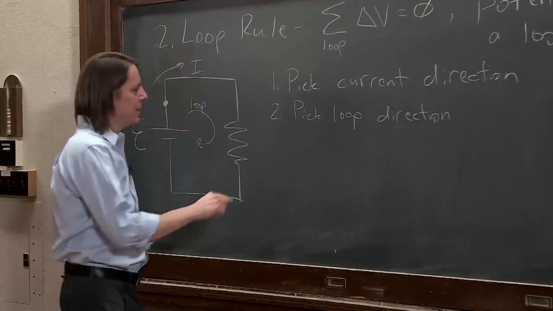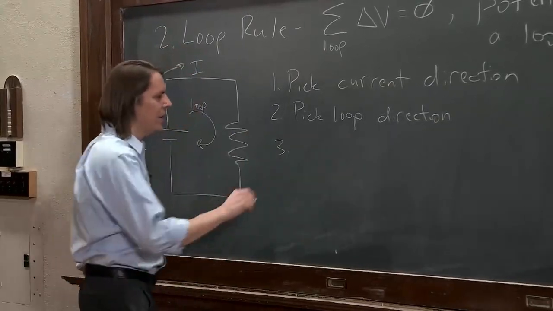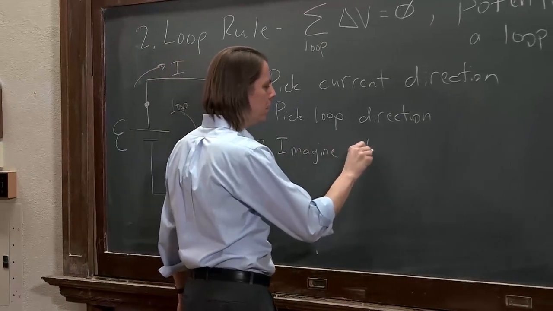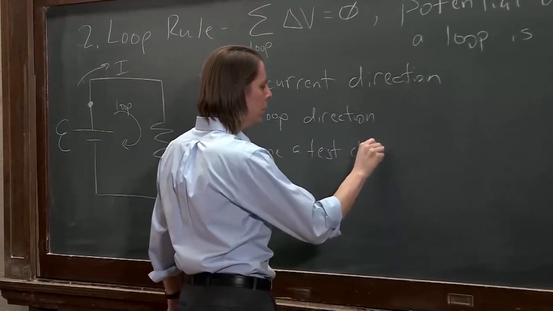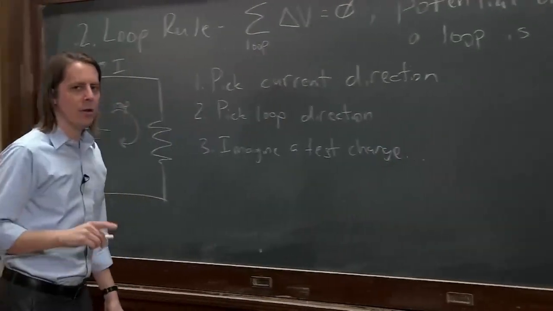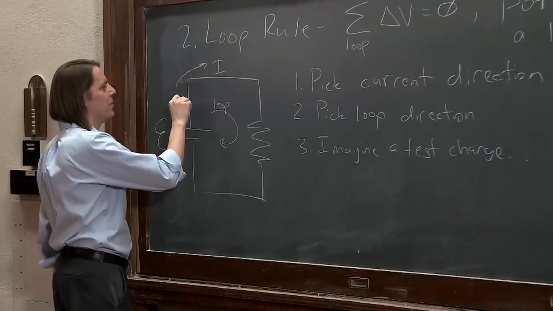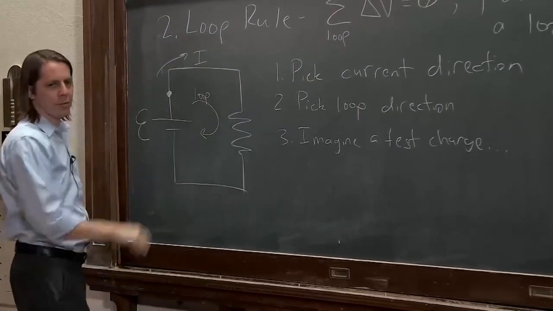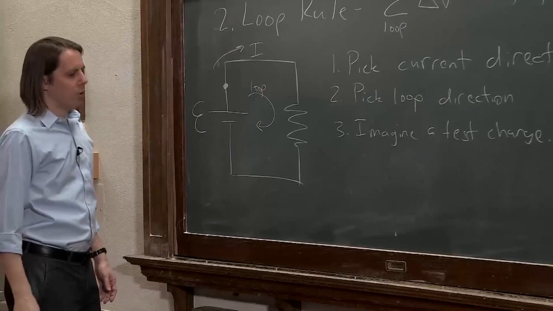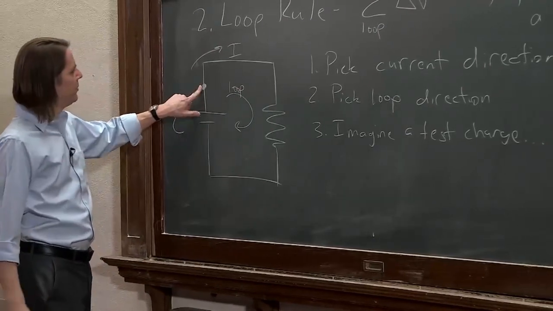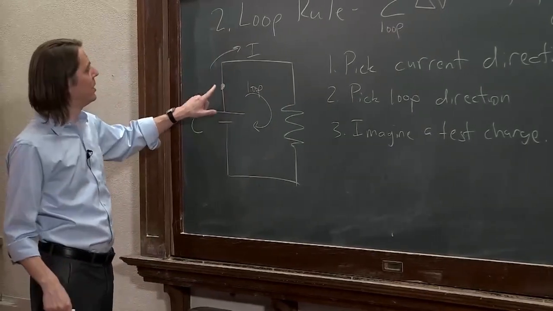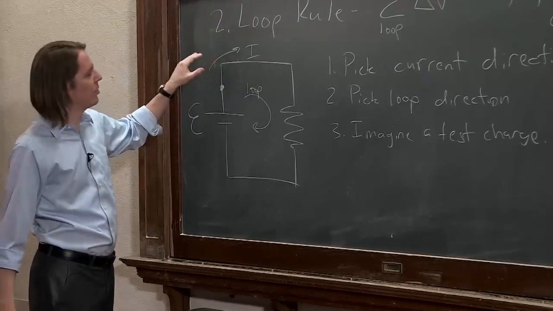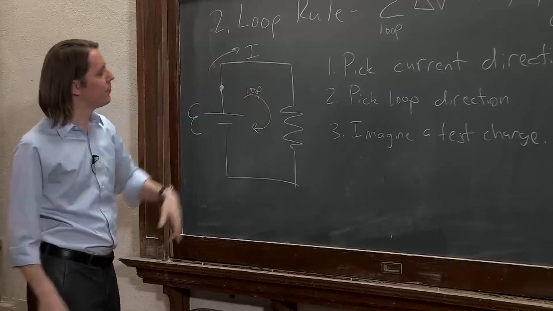So then step 3, let's say, is imagine a test charge. What that means is, imagine a test charge is sitting here, and let's think about all the potential differences it goes through, because it goes all the way around the loop. All right? So here we go. So I'm a test charge. Test charges are small and positive, so I'm a positive charge. I'm moving through this wire, and we know there's essentially no potential drop across the wire. We assume the wires are nice and conductive until it gets to here.